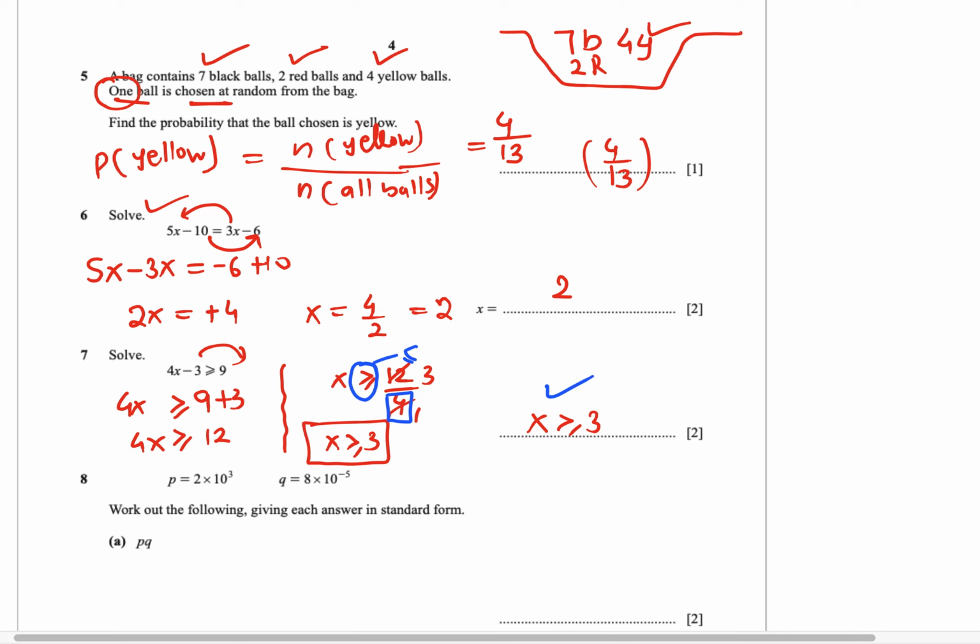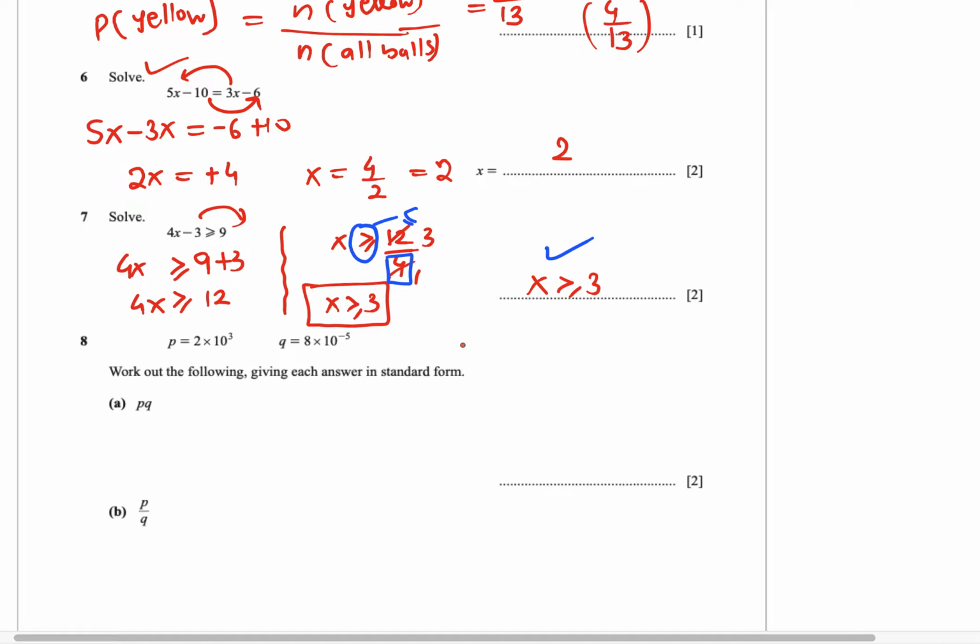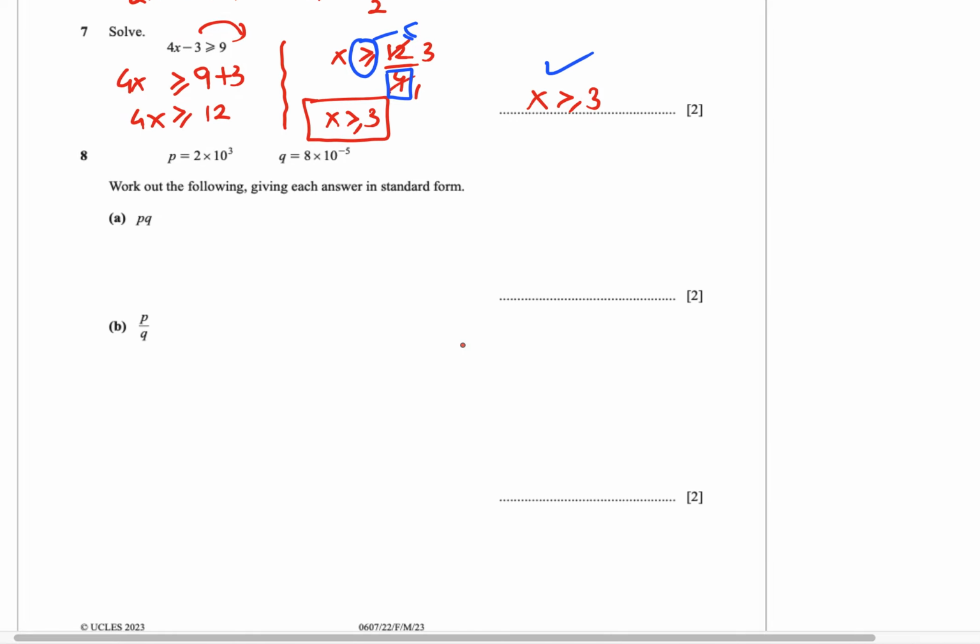Okay, let us move on to the next question, which is from the chapter called standard form. So this is the p value given to us, this is the q value given to us. In this they are asking us to multiply p and q, and here they are asking us to divide p and q. So let us first multiply. So it will be 2 into 10 raised to 3 into 8 into 10 raised to minus 5. Very easily, this is 2 and this is 8, these numbers will get multiplied to 16, and this is 10 raised to 3 into 10 raised to minus 5.